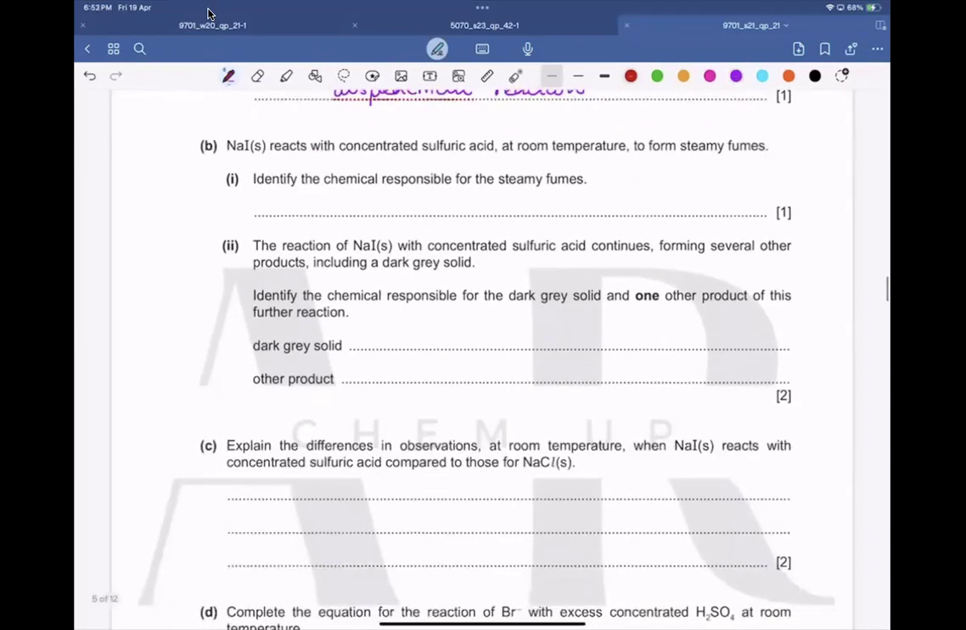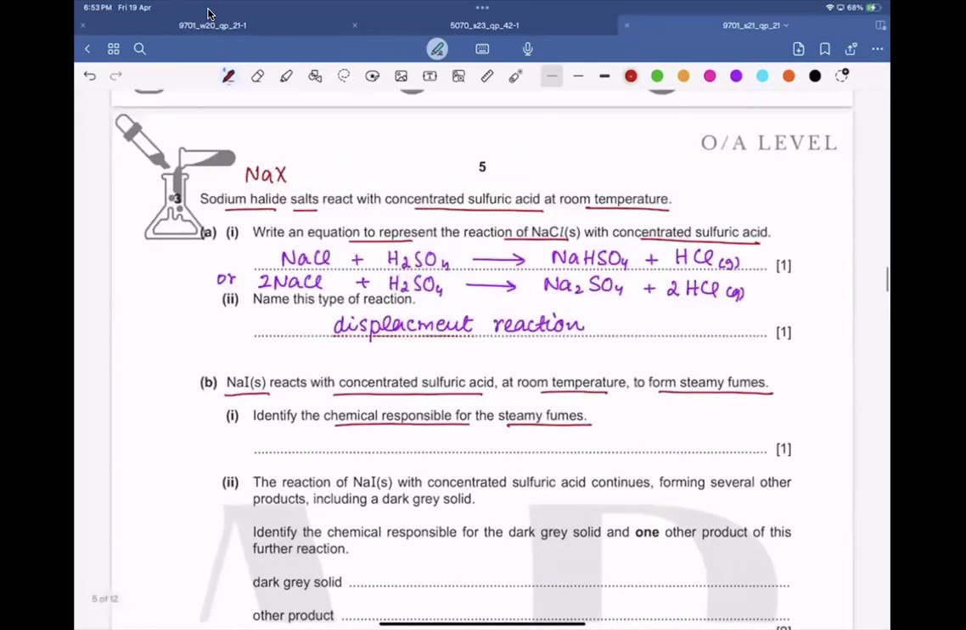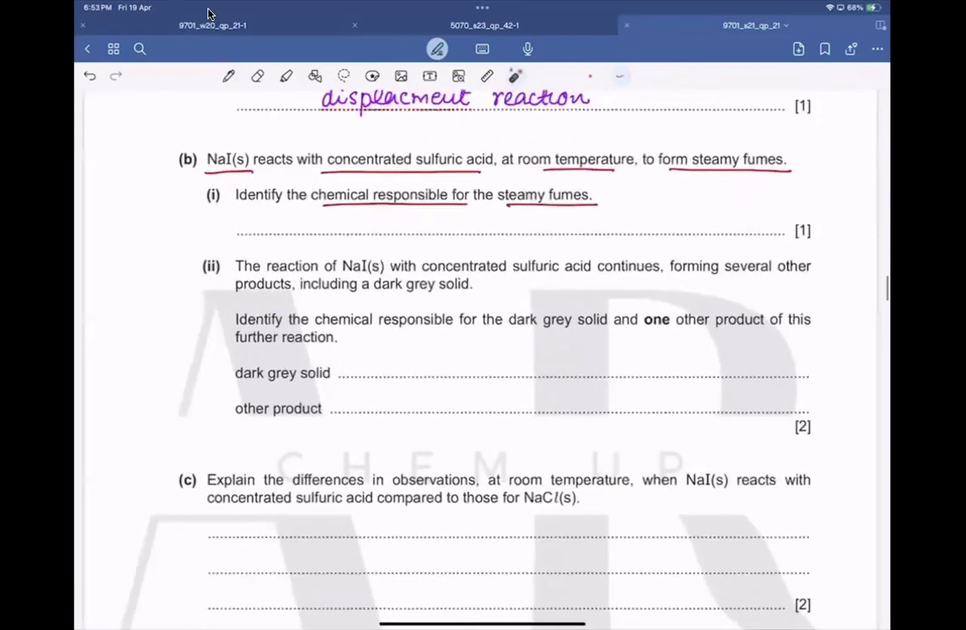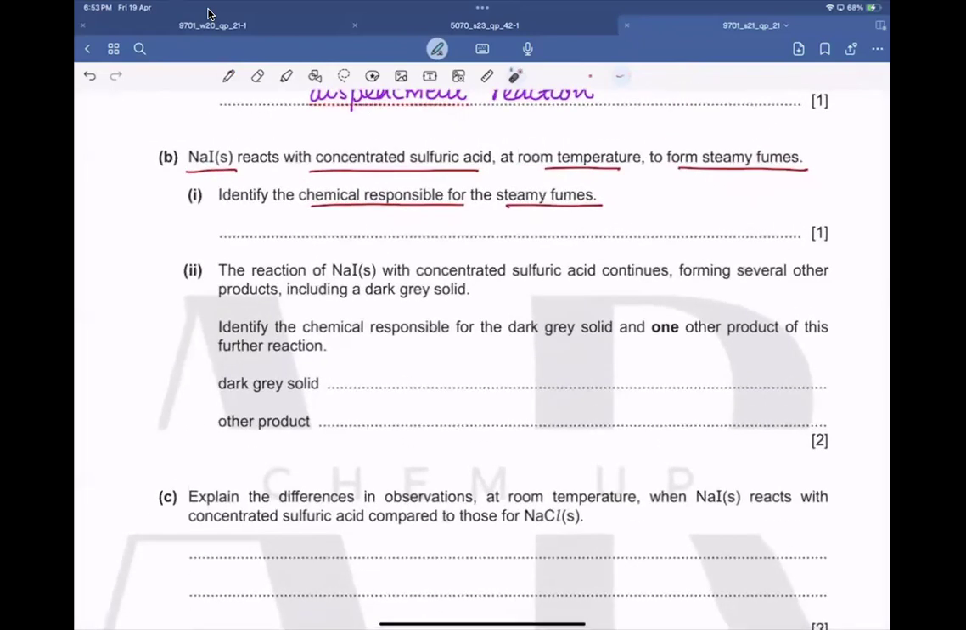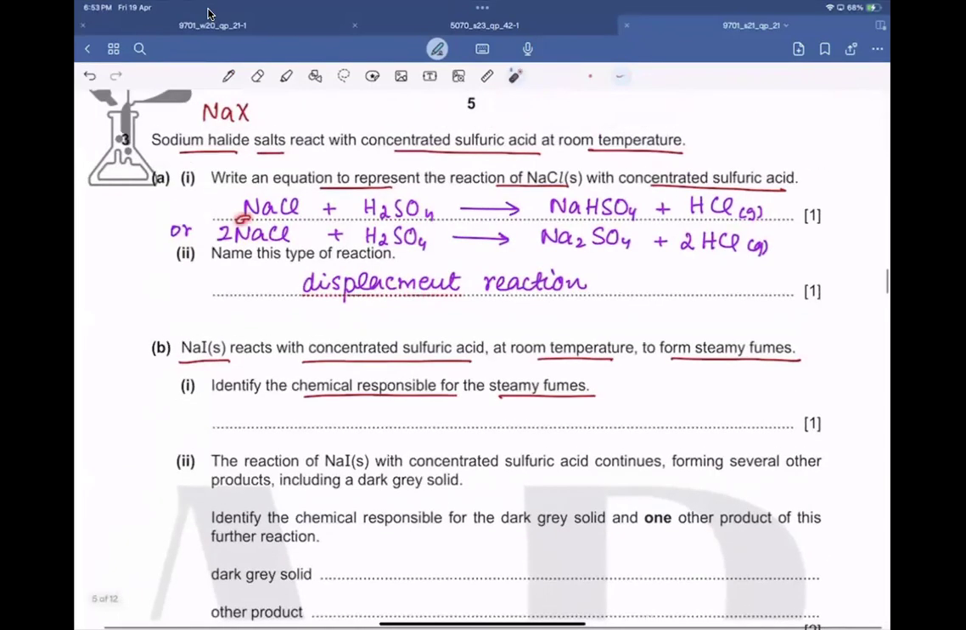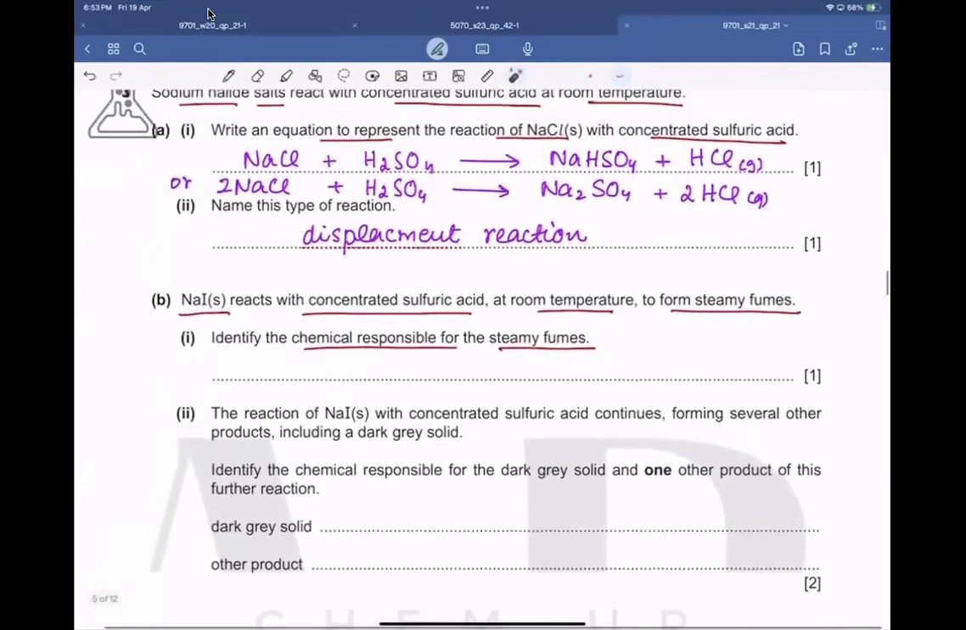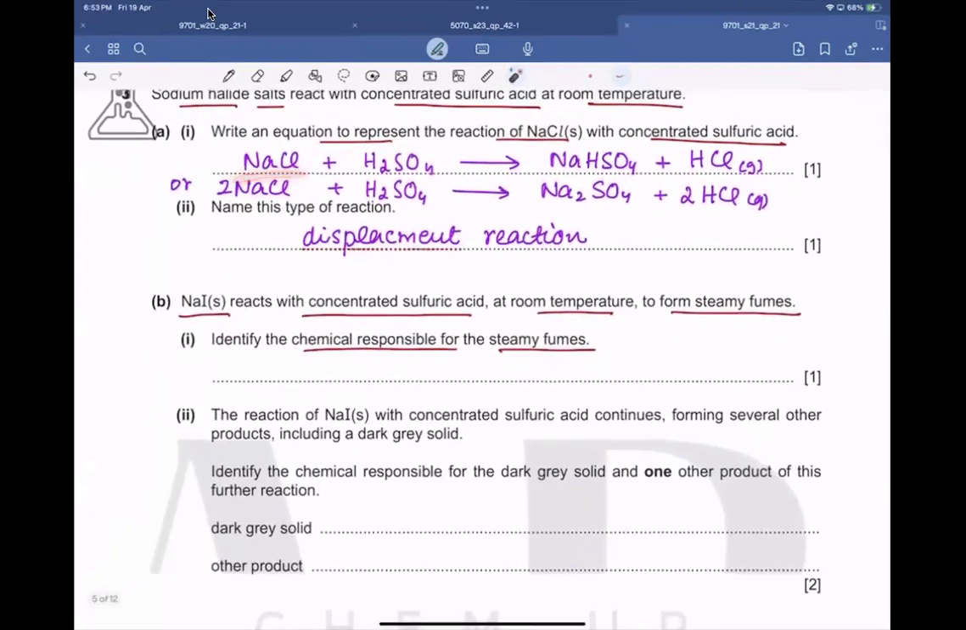Now, sodium iodide reacts with concentrated sulfuric acid at room temperature to form steamy fumes. Identify the chemical responsible for the steamy fumes. So when I'm reacting with the sodium iodide, which substance would be responsible for the steamy fumes if they are formed? No, we can't write acid-base reaction actually, because see, it's not a base, it's a salt. Why HCl? Here sodium chloride is used, here sodium iodide is used. So isn't the chemical substance which is responsible hydrogen iodide, HI?